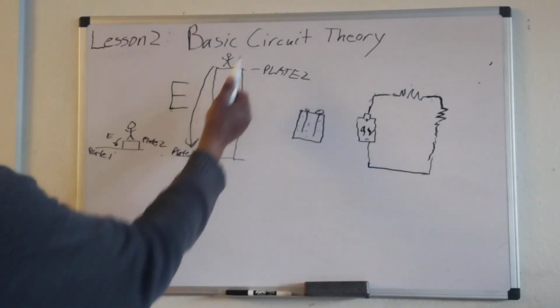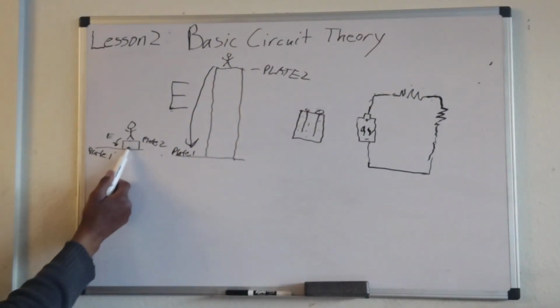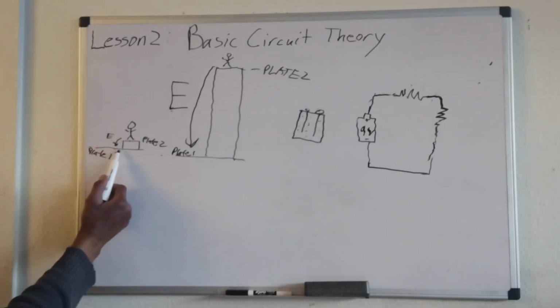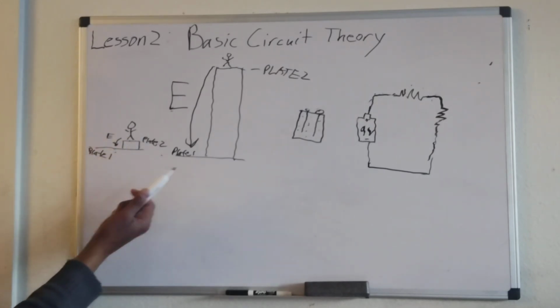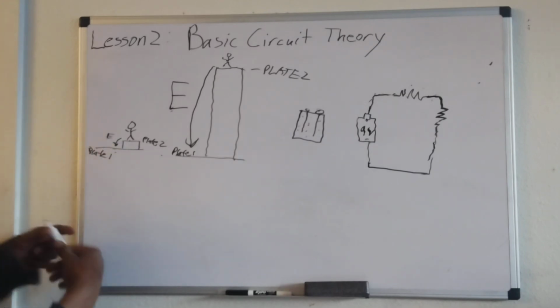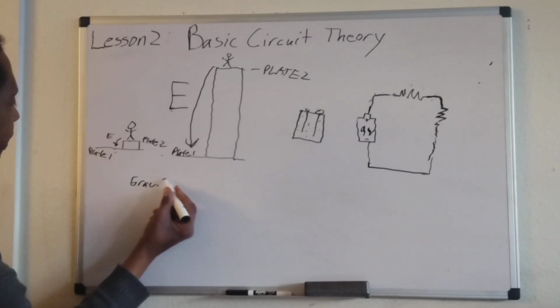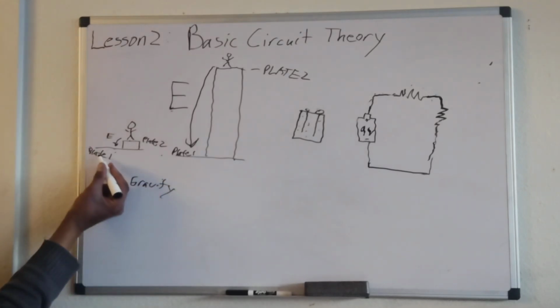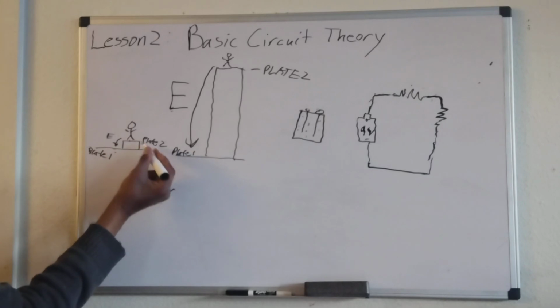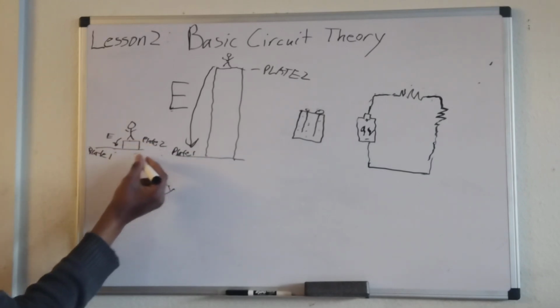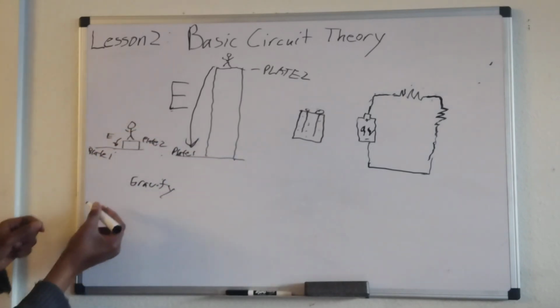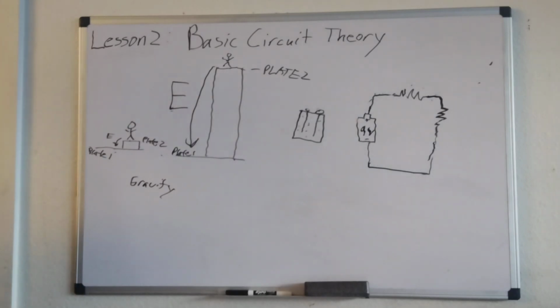Let's go over basic circuit theory. Say there's a little guy standing on the table, which is on the floor. If he jumps off the table, he lands on the floor. It's a little energy created due to gravity. Okay? Say the floor is plate 1 and the table he's standing on is plate 2.